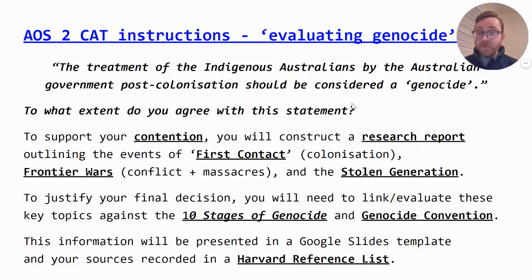So the purpose of this CAT is to essentially, as the title of our subject outlines, evaluate: did Australia get away with murder? So you're evaluating, was there a genocide against the Indigenous Australian people by the Australian government in our past history?